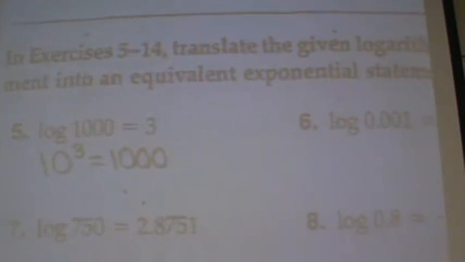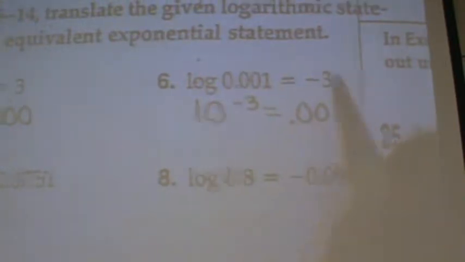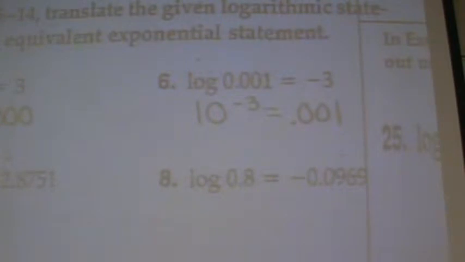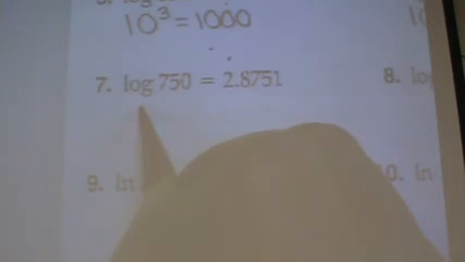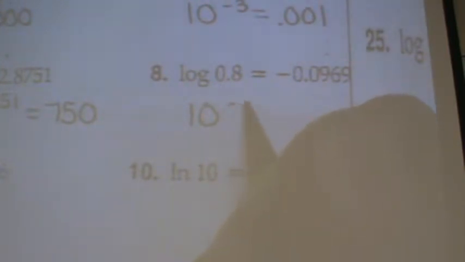How about number 6? Quickly. 10 to the 1/3. Next one. What is it? 10 to the 2.8751 is equal to 750. Number 8, 10 to the negative 0.0969 equals 0.8.